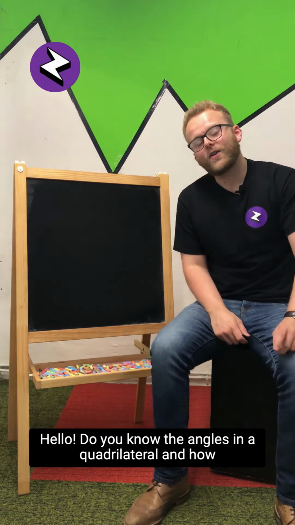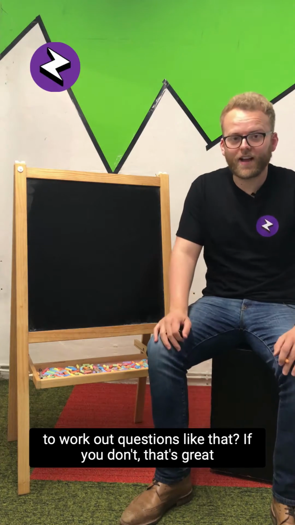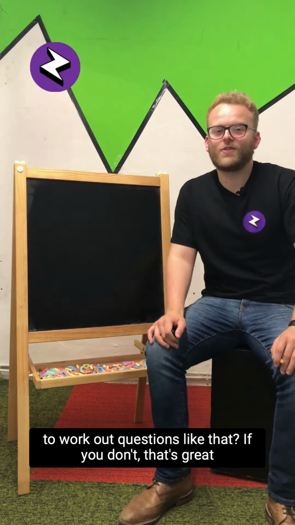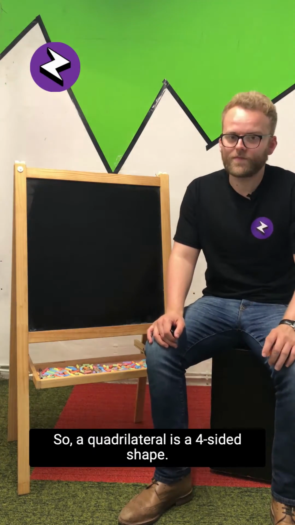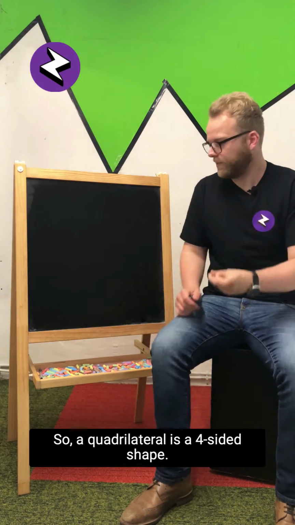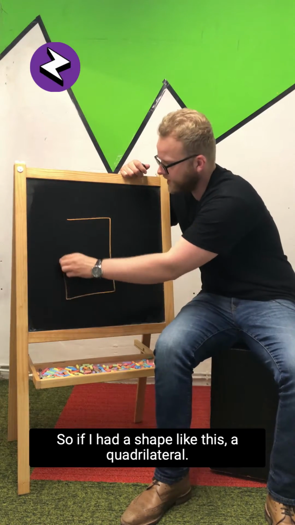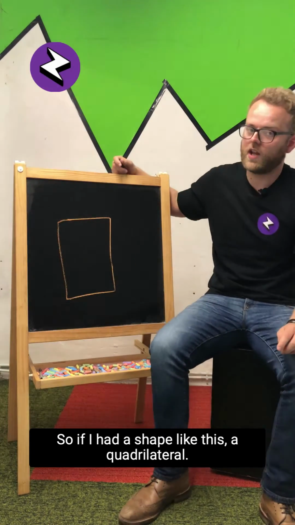Hello, do you know the angles in a quadrilateral and how to work out questions like that? If you don't, that's great because we're going to teach you that today. So a quadrilateral is a four-sided shape, okay? So if I had something like this, let's go something different like that, okay? Four-sided shape.